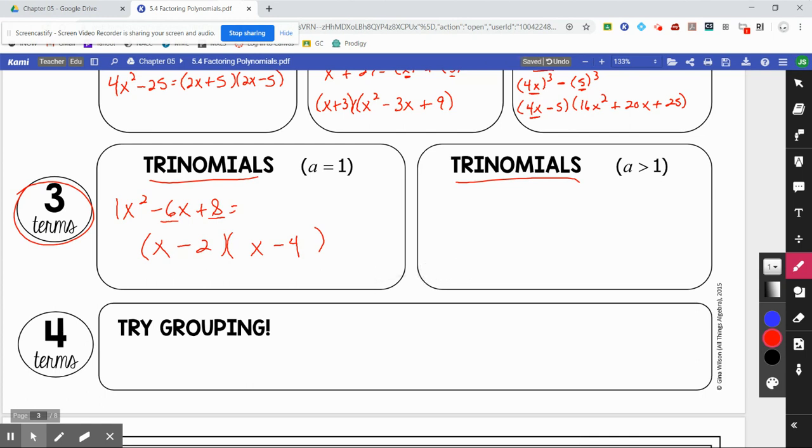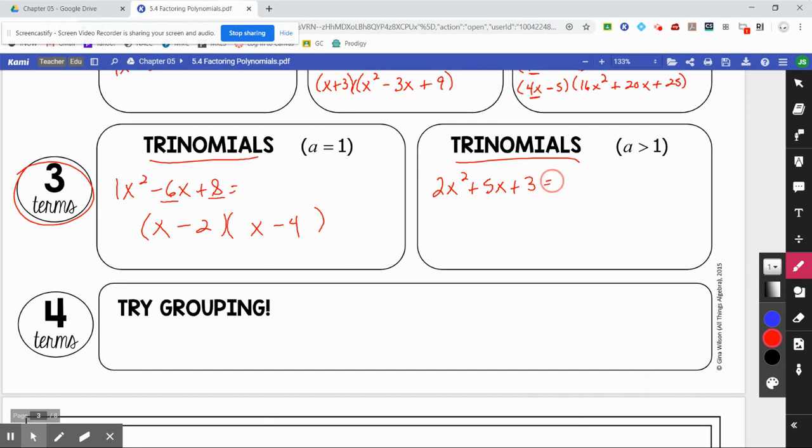If there's a number out front, you're a little bit different. We're going to use slip and slide in this case. So let's do 2x squared plus 5x plus 3. Slip and slide method does this. Step number one, take the number in front, slip it to the end. That'd be x squared plus 5x plus 6. You then factor like normal. That'd be an x plus 2 and an x plus 3.